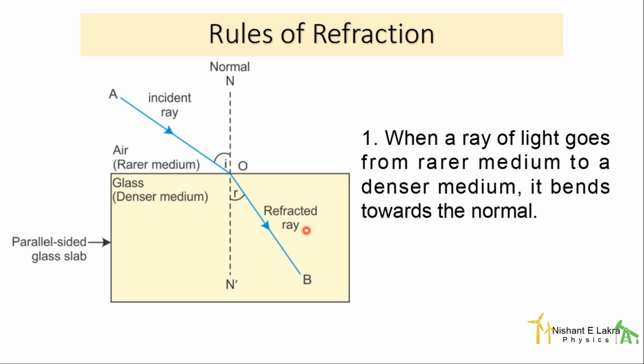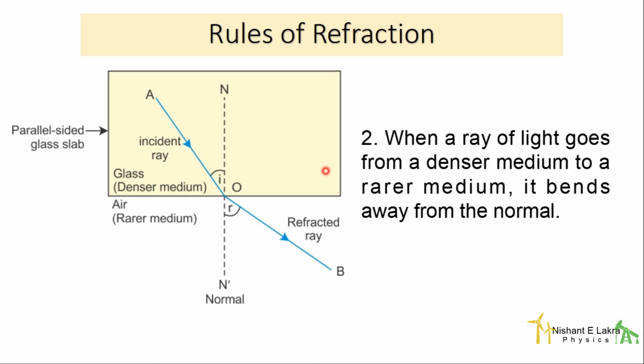So the first rule is, when a ray of light goes from a rarer medium to a denser medium, it bends towards the normal. The second rule of refraction is that when a ray of light goes from a denser medium to a rarer medium, you notice here that the ray of light is moving away from the normal, right? It is moving away from the normal. So this is the second rule of refraction. You have to remember that when a ray of light goes from a denser medium to a rarer medium, it bends away from the normal. So these are the two rules of refraction. I hope you have understood till here.